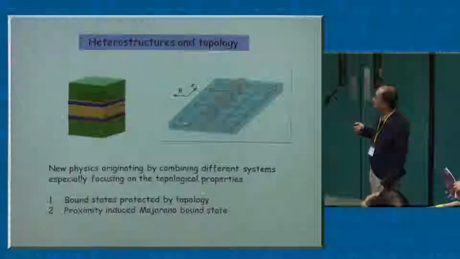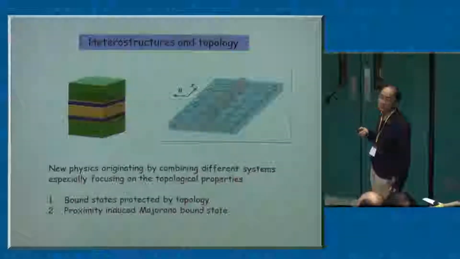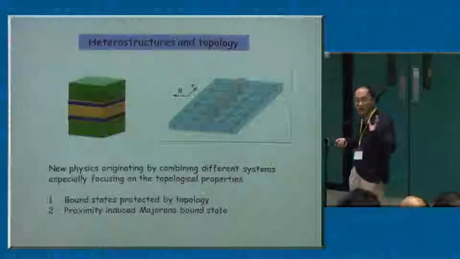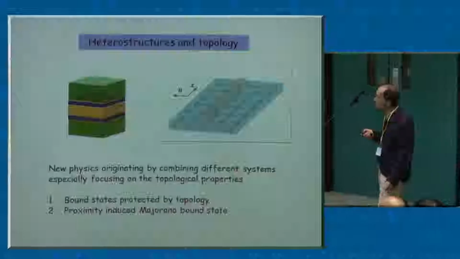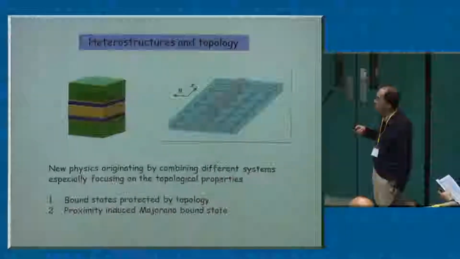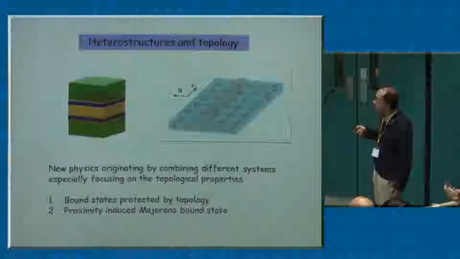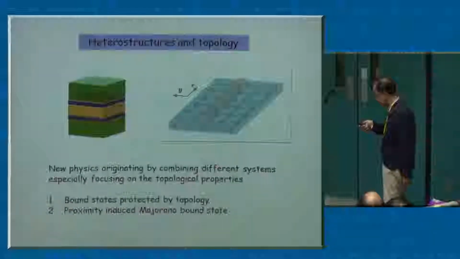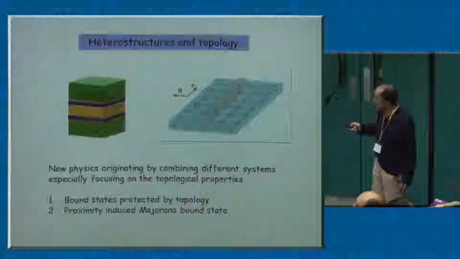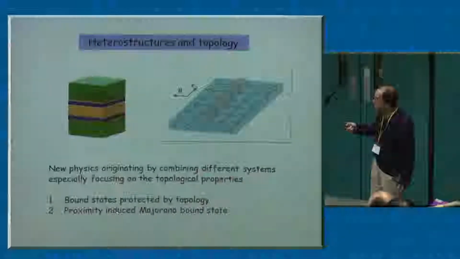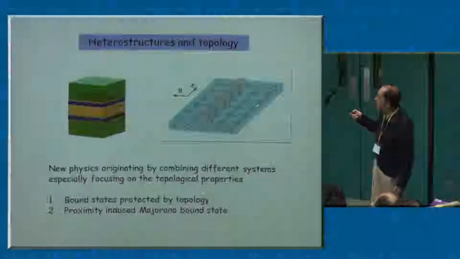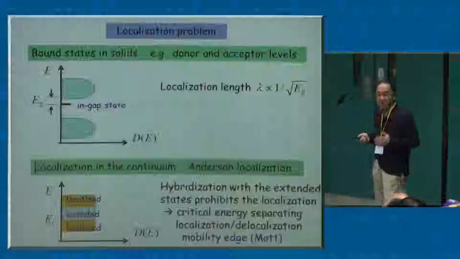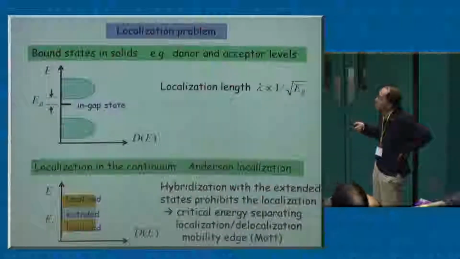And also, there is a combination of the one-dimensional and two-dimensional proximity effect. This is well known for the appearance of the Majorana fermions at the edge of the quantum wire put on the superconducting systems and so on. So there are a variety of combinations of systems. And today, I would like to focus on this number one, the bound states protected by the topology. So I will explain in the following slides. And if the time allows, I will touch briefly on the proximity-induced Majorana bound state on top of the superconducting systems.